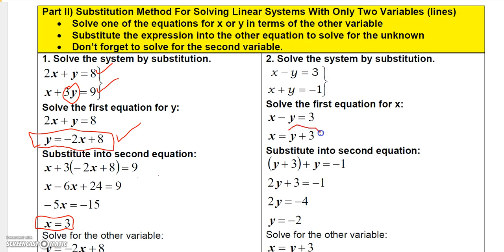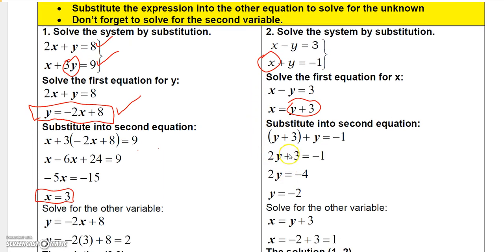And so I then take this y plus 3 for x and plug it into the second equation for x. And then that will give me y plus 3 plus y equals negative 1, which is equivalent to 2y plus 3 equals negative 1. Then I can subtract 3 from both sides, and I get 2y equals negative 4. And then if you divide both sides by 2, you get y equals negative 2. So there's the y value.